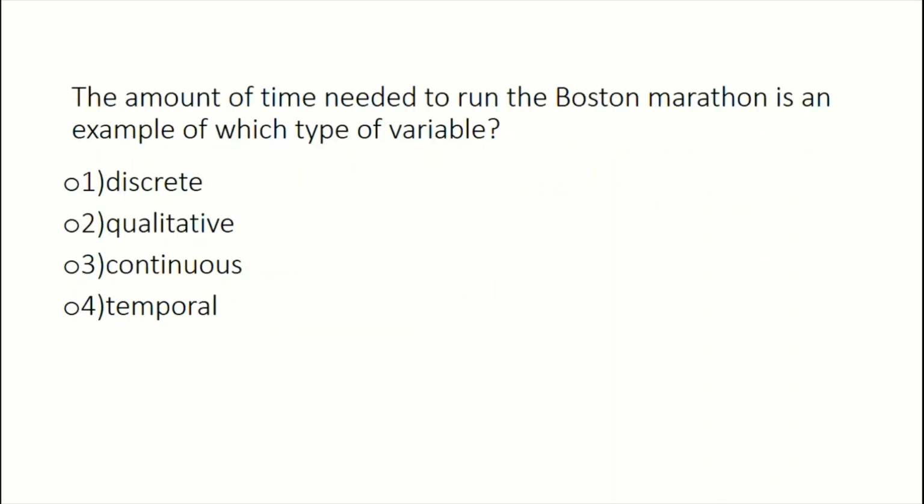The amount of time needed to run the Boston Marathon is an example of which type of variable? Is it discrete, qualitative, continuous, or temporal? Time is a continuous variable. A continuous variable increases progressively on an infinite scale from start to finish. That is, time can be counted in hours, minutes, seconds, milliseconds, microseconds, and so on. Hence, the amount of time needed to run the Boston Marathon is an example of a continuous variable.